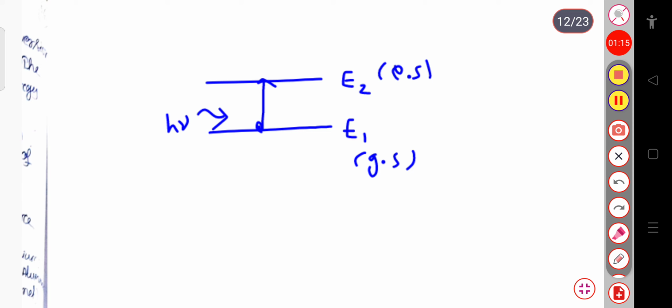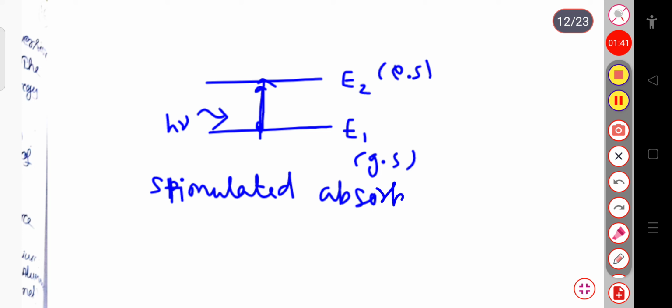So this process is actually called pumping. Pumping is the method by which we give some additional energy so that we can raise the particle from the lower state to the higher state. This process is called stimulated absorption, and the method is called the pumping method. Now the atom is already present in the higher state.